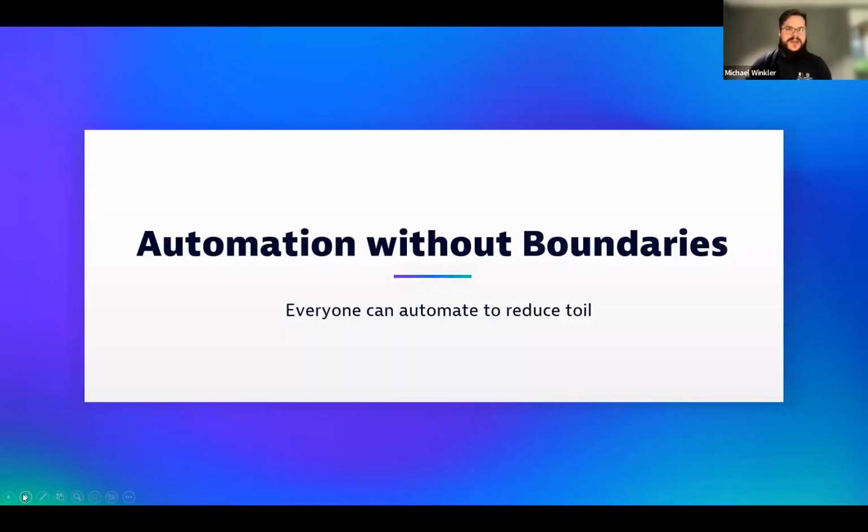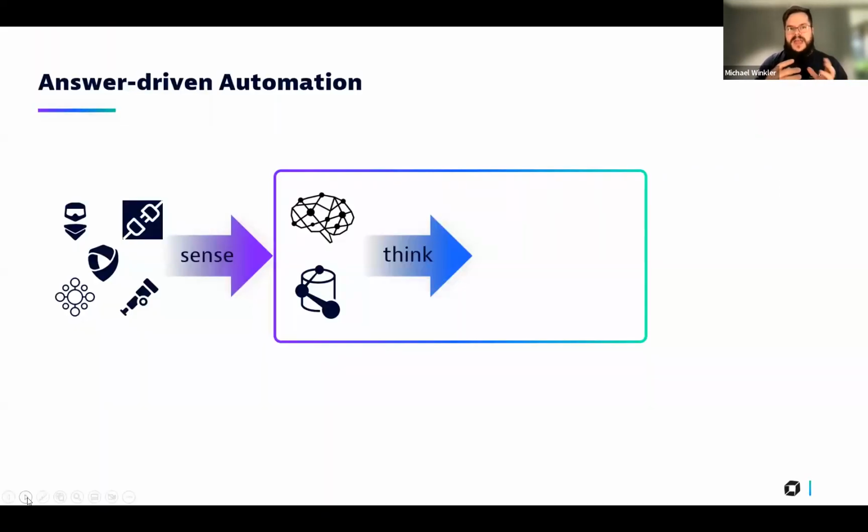Yes. So getting to my home turf, automation without boundaries. Everyone can automate to reduce toil. The idea here really is that we know that the Dynatrace platform now covers observability, security, and business data and insights at massive scale, thanks to Grail. And we use a lot of different ingest sources, not just our OneAgent. And we use that to sense. We have Davis and Smartscape, our topology, to think and combine it with causal AI.